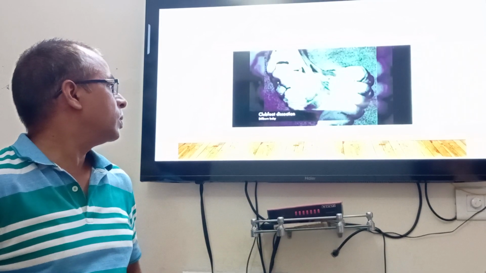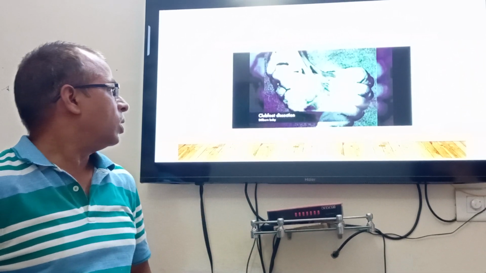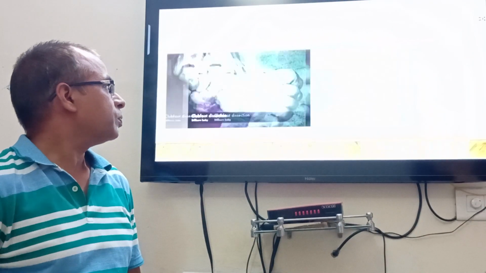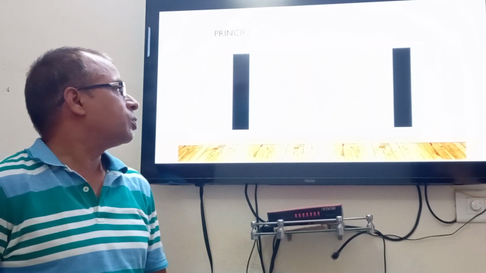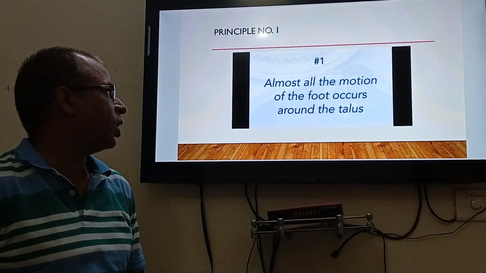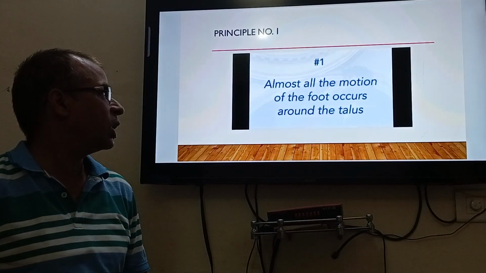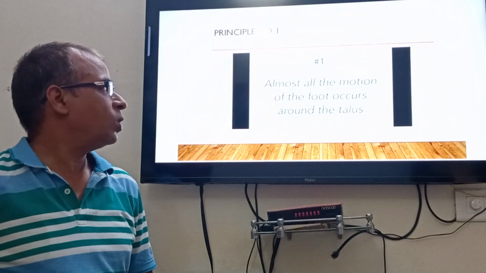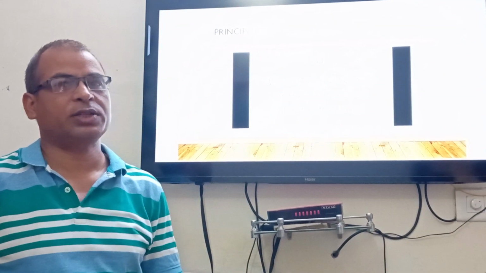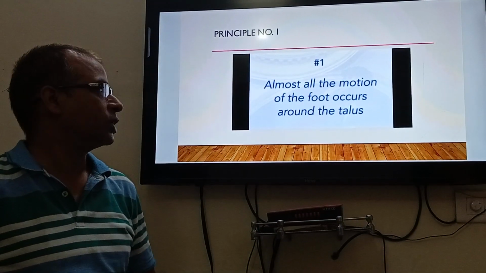Next please. In the picture you can see the deformity of the clubfoot. Here the foot is fully supinated. So principle number one is that almost all the motion of the foot occurs around the talus. So we focus on the talus. The talar head works as the fulcrum for deformity correction during the casting.